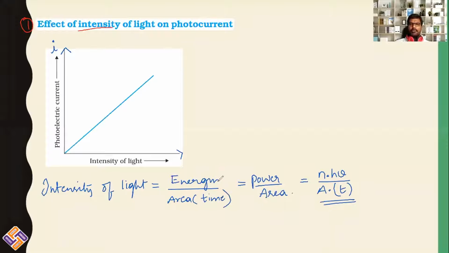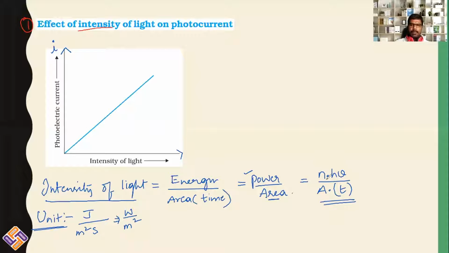Intensity is the total amount of energy incident on the surface whose area of cross section is A in time t seconds. Energy by time, however, can be written as power. Area of cross section is in the denominator as it is. So power by area can also be defined as intensity of the light. The unit of intensity of light: energy unit is joule, area is meter square, time is second. This can be written as watt per meter square, the unit of intensity of light in the SI system.